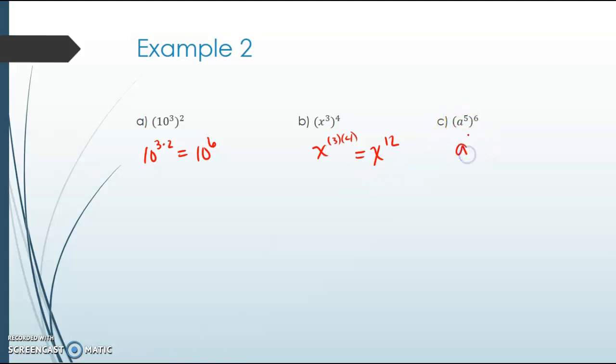So x to the 3 times 4 is 12. And then here a to the 5 times 6, so a to the 30th power. So that's all that we're doing. When it looks like this, we multiply the exponents. That is it. We're done. No more. It is that simple. If you can add, if you can multiply, then you can do the product property and the power to a power.